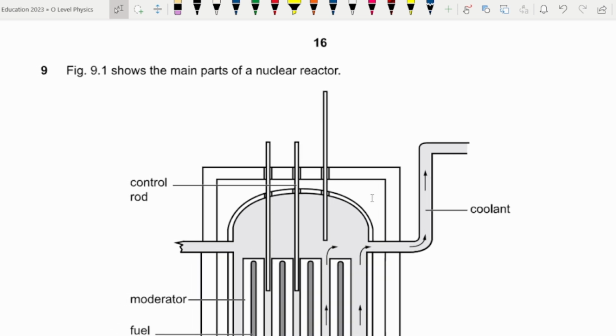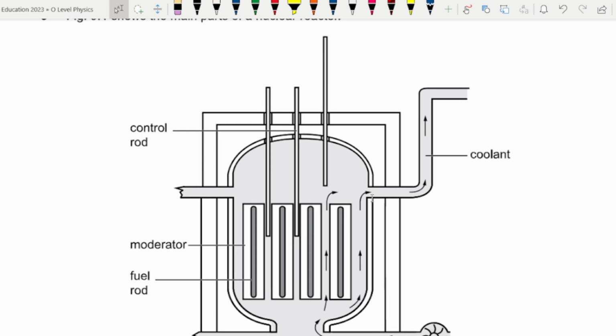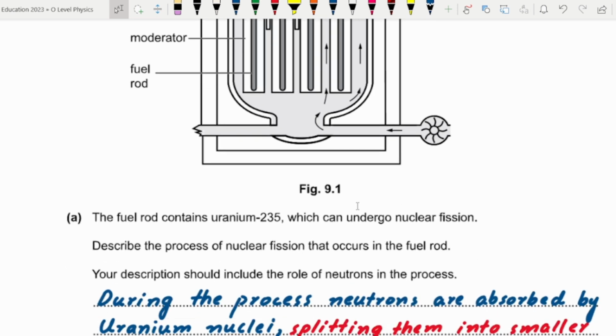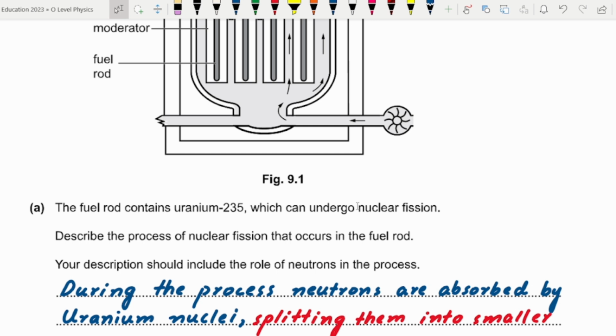Figure 9.1 shows the main parts of the nuclear reactor, which undergoes a fission reaction for the production of electricity mainly. The fuel rods contain uranium-235, which undergoes nuclear fission. Describe the process of nuclear fission that occurs in the fuel rod. Your description should also include the role of neutrons in the process.